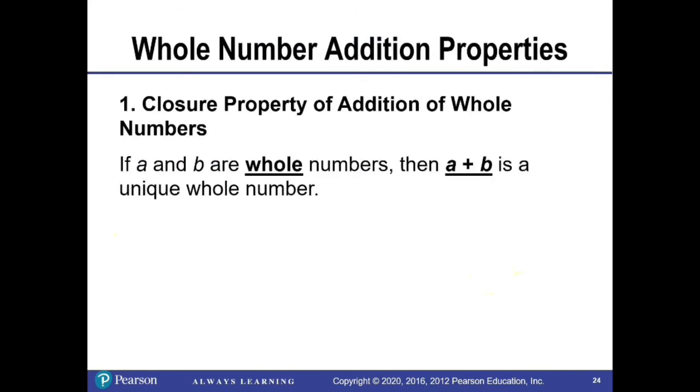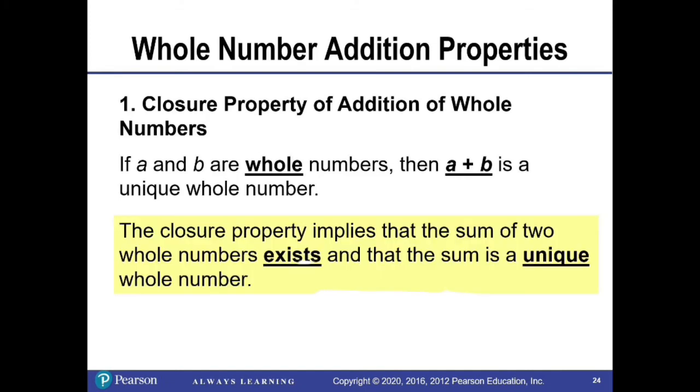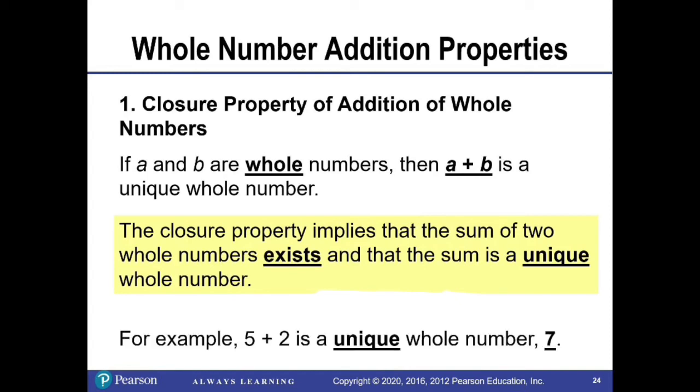Our next topic is the properties for whole number addition. So we have first what's called the closure property. The closure property tells us if we add 2 whole numbers, then we get a unique whole number. So what the closure property implies is that the sum of 2 whole numbers exists, and that sum is unique. In other words, 5 plus 2 has a unique answer of 7.